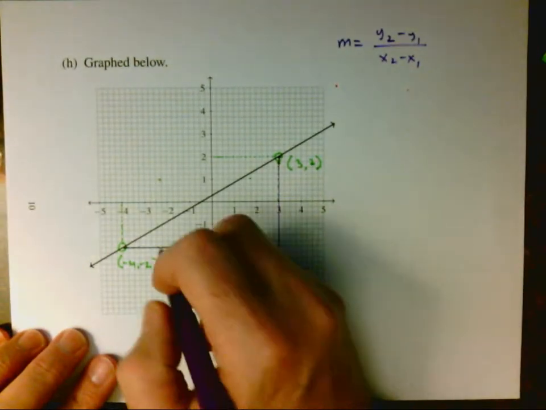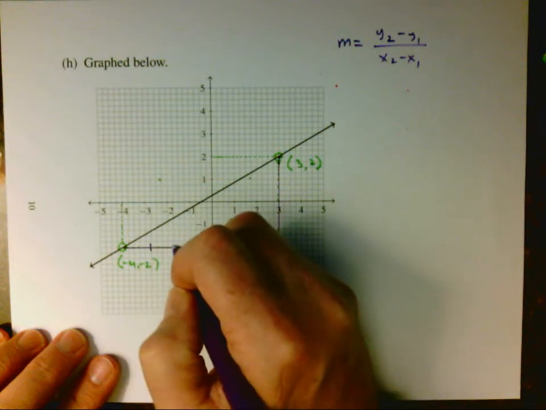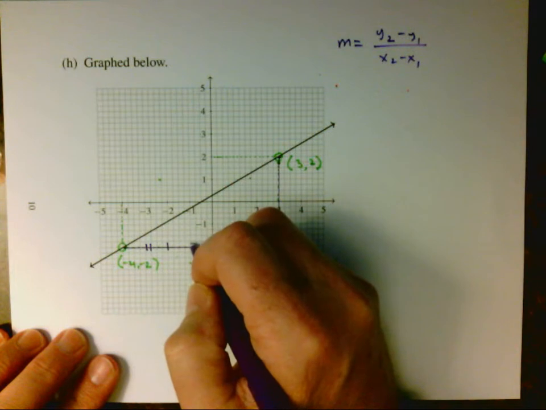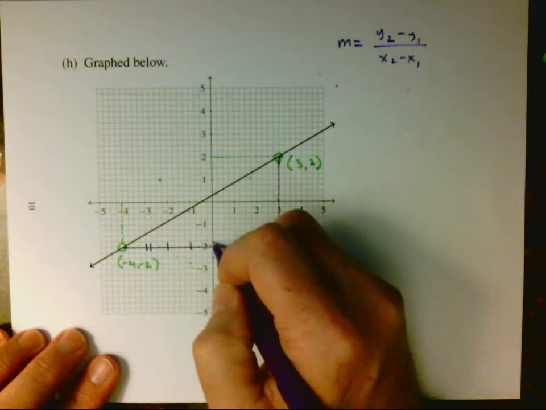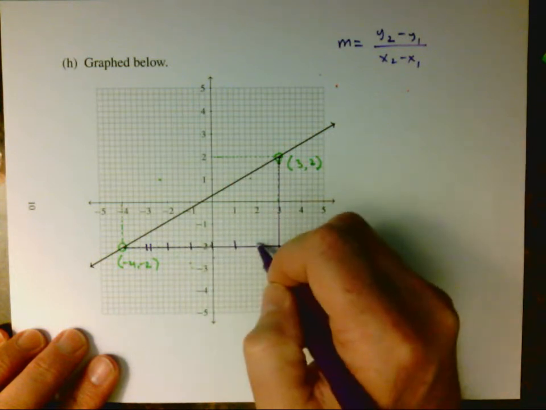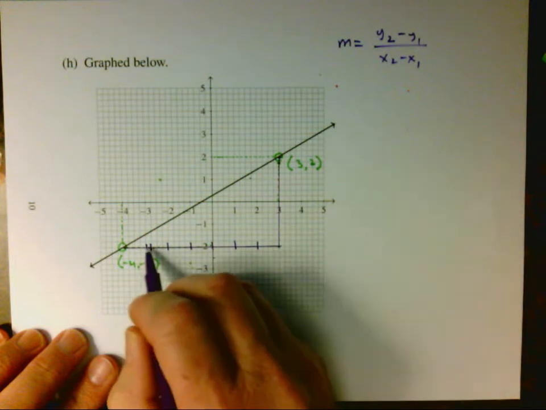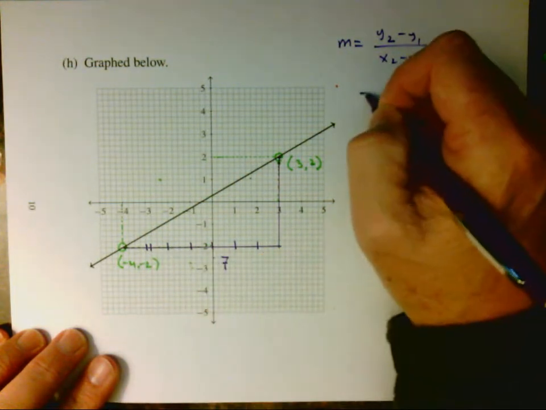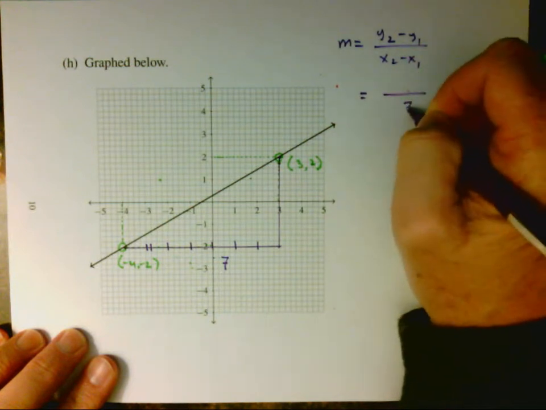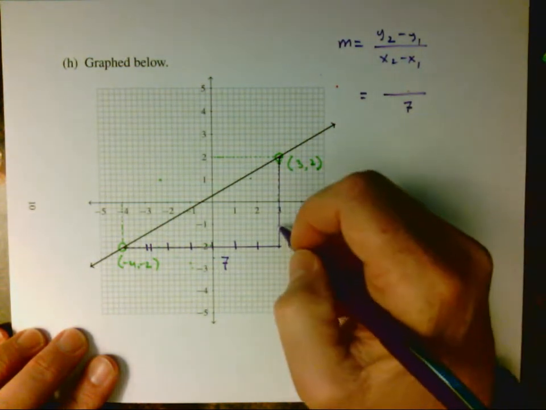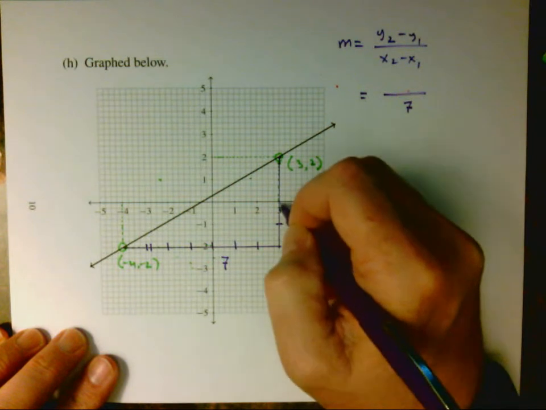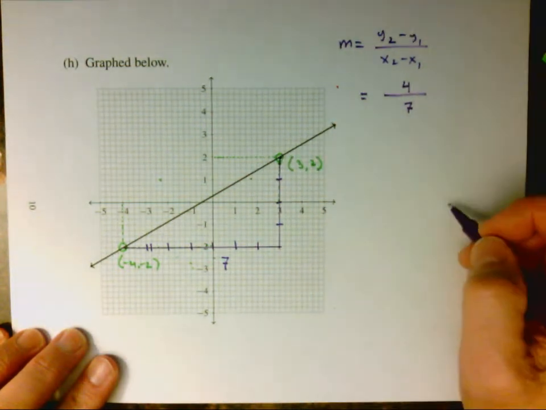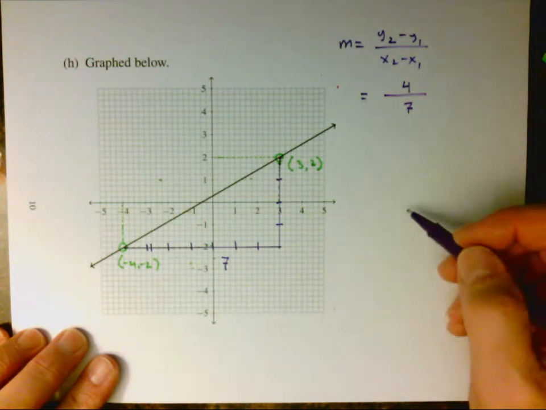Draw the slope triangle. There's 1, 2, 3, 4, 5, 6, 7. 1, 2, 3, 4, 5, 6, 7. So the change in the x's is 7. And then the change in the y's is 1, 2, 3, 4. That's the easy way to get the slope.